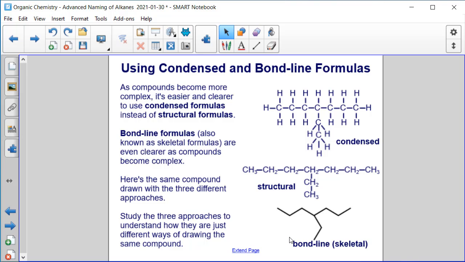And in the bond line formula, every angle here just represents a carbon. So we have 1, 2, 3, 4, 5, 6, 7. Okay, so this is the same compound that we see above. We're just drawing lines to represent each of the carbons, okay? You can take a little time studying the 3 approaches just to understand how there are different ways of drawing the same compound.